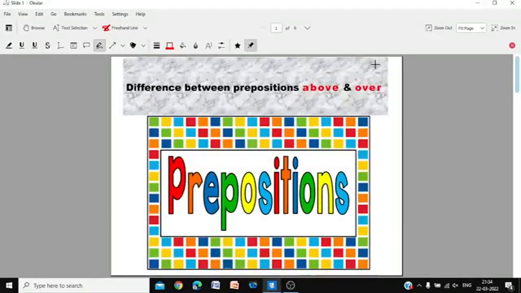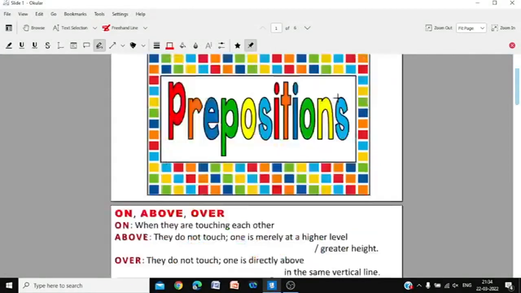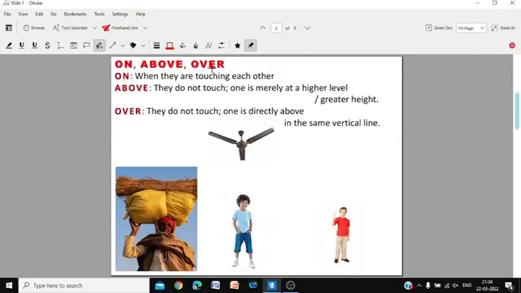Again, we are back with another video on preposition, this time the difference between above and over. Both mean on the top of. First of all, let's have a preliminary idea on when to use on, when to use above, and when to use over. On, when they are touching each other.